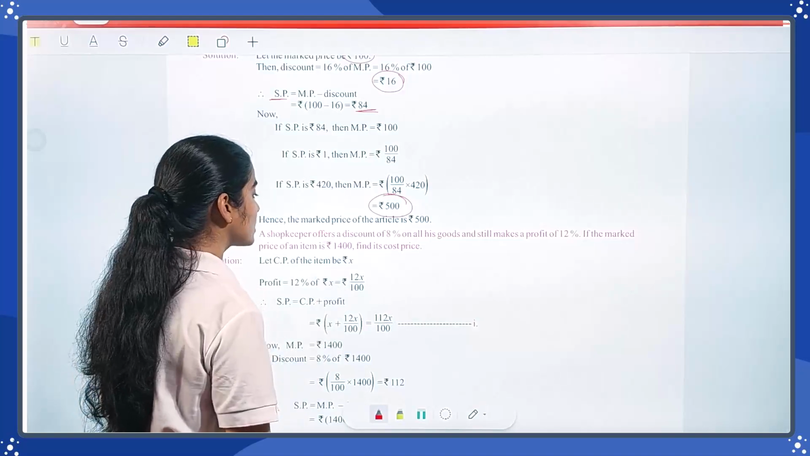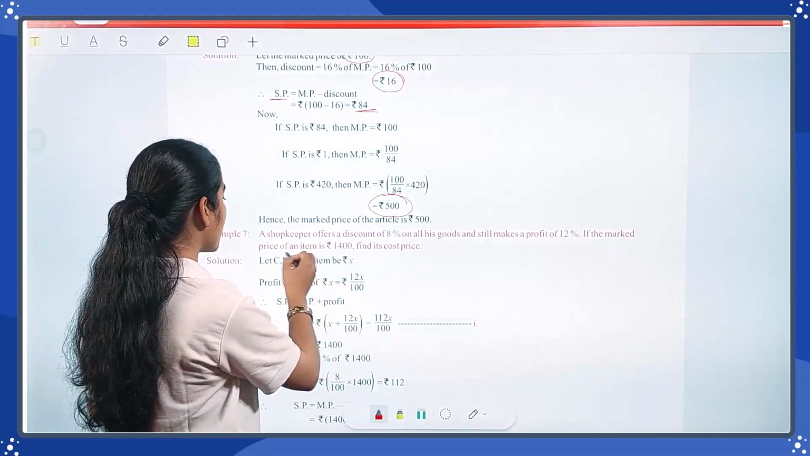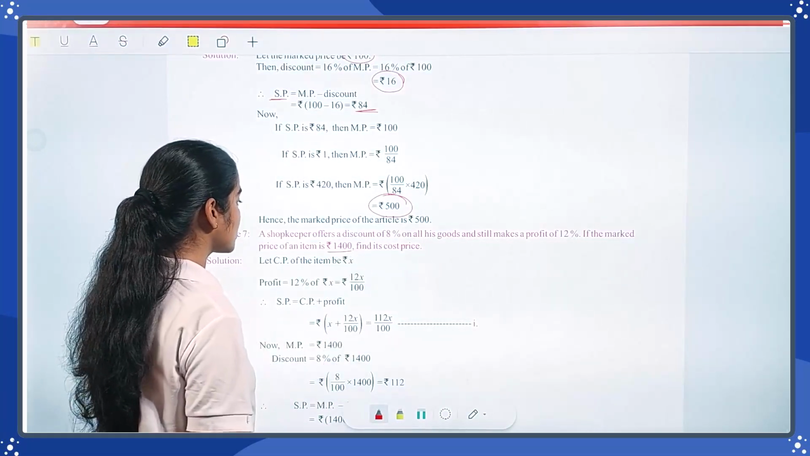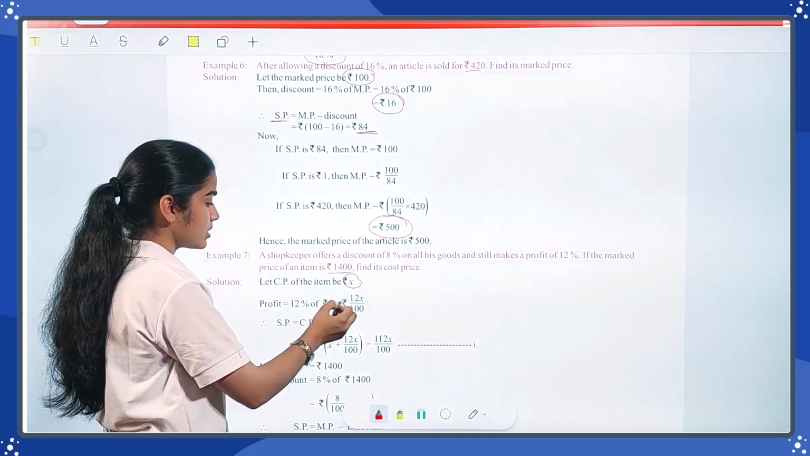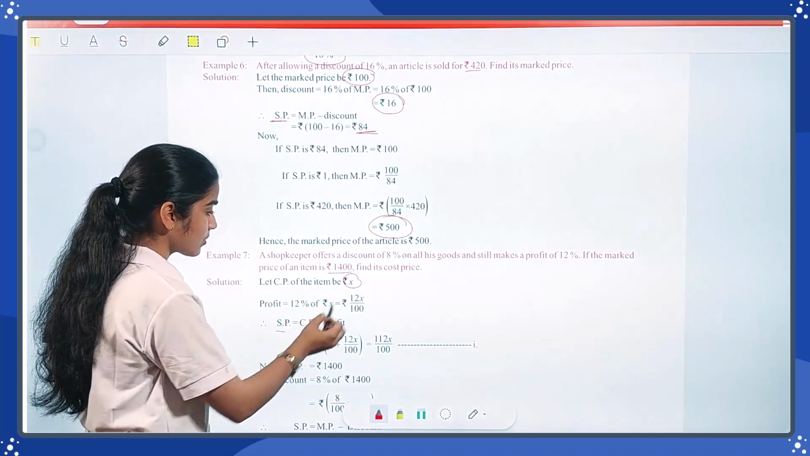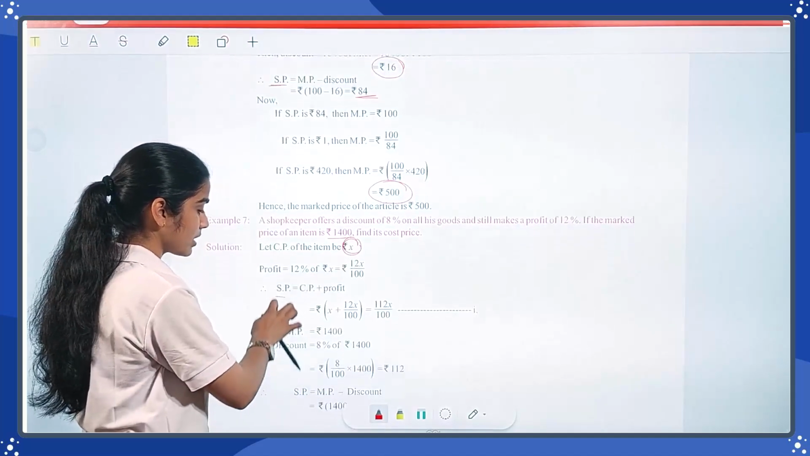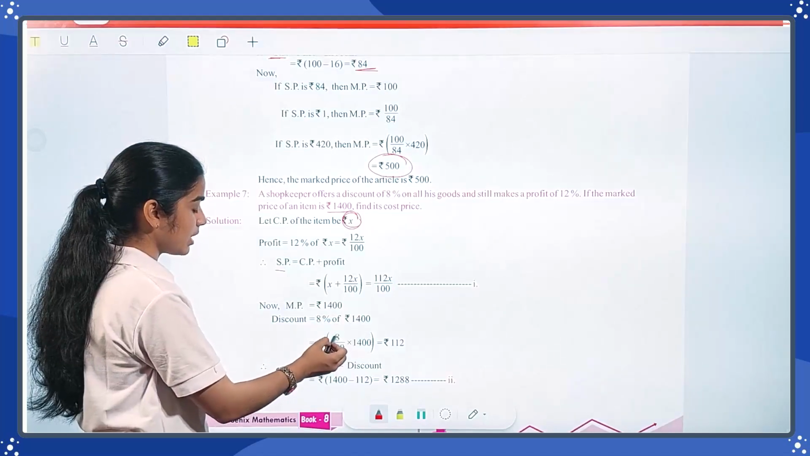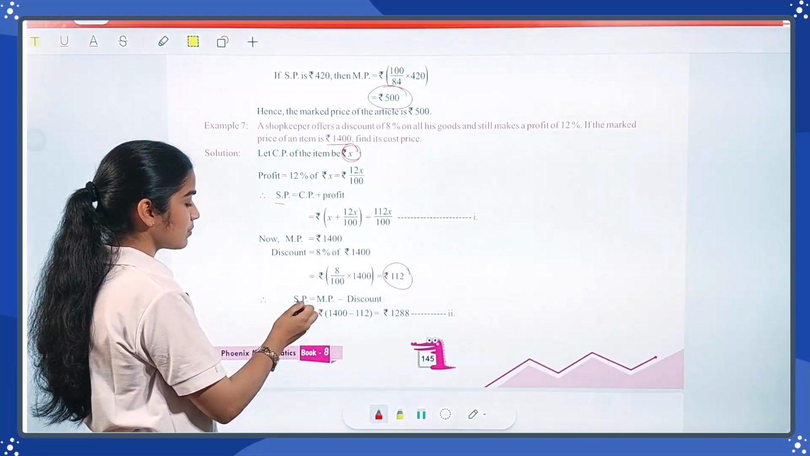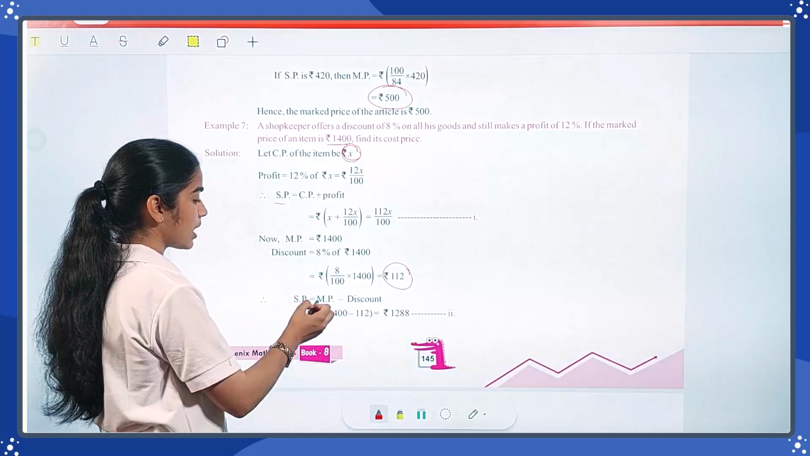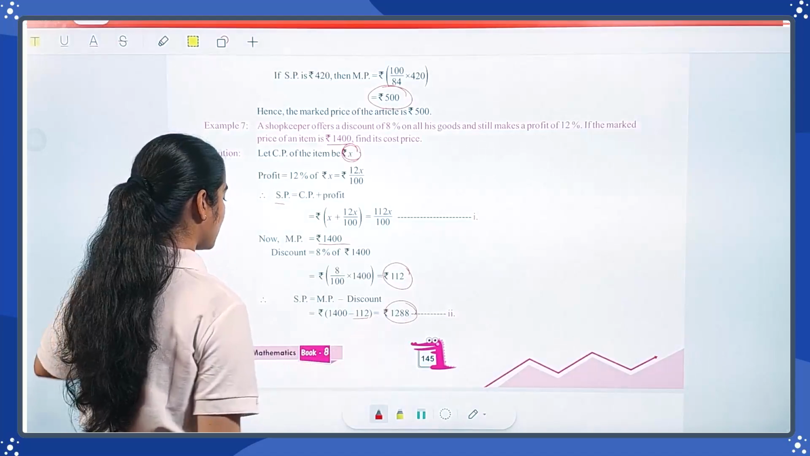A shopkeeper offers a discount of 8% on all his goods and still makes a profit of 12%. If the mark price of an item is 1400, find its cost price. So let the cost price be X. Profit 12% means 12% of X is 12x upon 100. Now selling price is equal to X plus 12x upon 100. Now 8% of 1400 is 8 upon 100 multiplied by 1400, which is equal to 112. Selling price is equal to mark price minus discount. Mark price is 1400, discount is 112, so this is your answer.